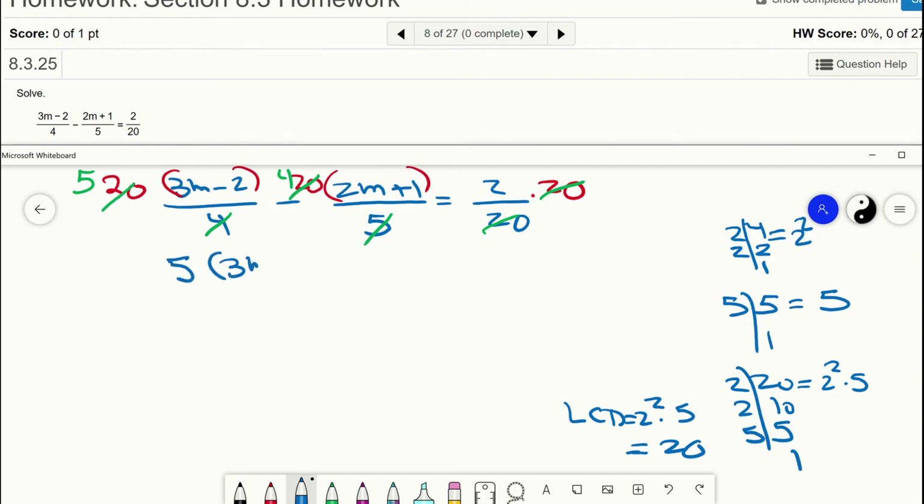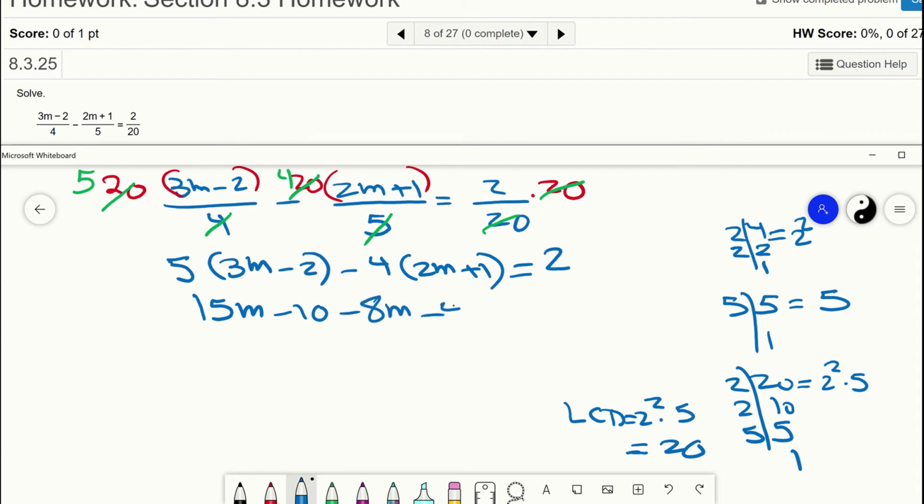5 times 3m minus 2 minus 4 times 2m plus 1 equals just 2, right? So we get 15m minus 10 minus 8m minus 4 equals 2. It goes without saying that you should always try these problems on your own with the video paused before you come back to check to see if you did it correctly. That's the way you learn mathematics, right?